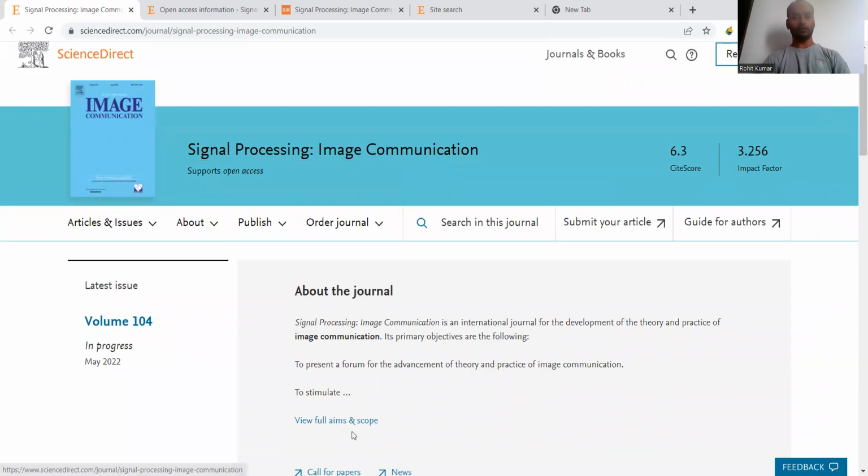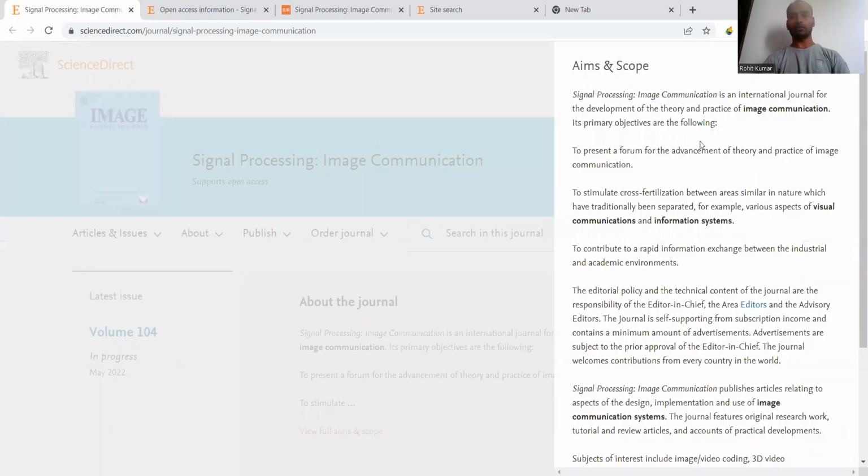Now, if we were discussing the aim and scope, here you can see they are saying again that theory and practices related to image communication are the focus. The primary objective is to present a forum for the advancement of theory and practice of advanced communication to stimulate cross-fertilization between areas similar in nature.